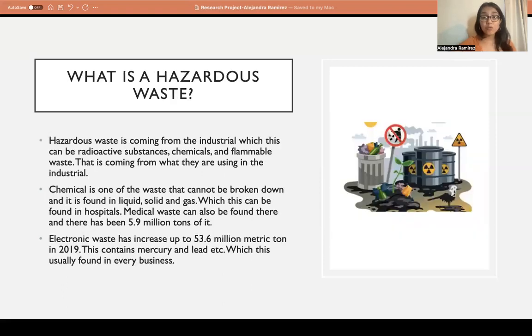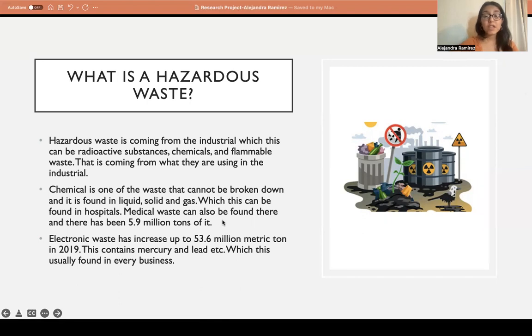What is hazardous waste? As we continue to talk about this, it comes from the industrial sector. This is where we're mostly going to be finding it. It can be substances like chemicals and flammable waste, coming from what they're using in industry. We have a picture right here where we can see gas and oil spillings, and we can see that it gets on the plants. It doesn't just affect people, but also plants and animals as well.